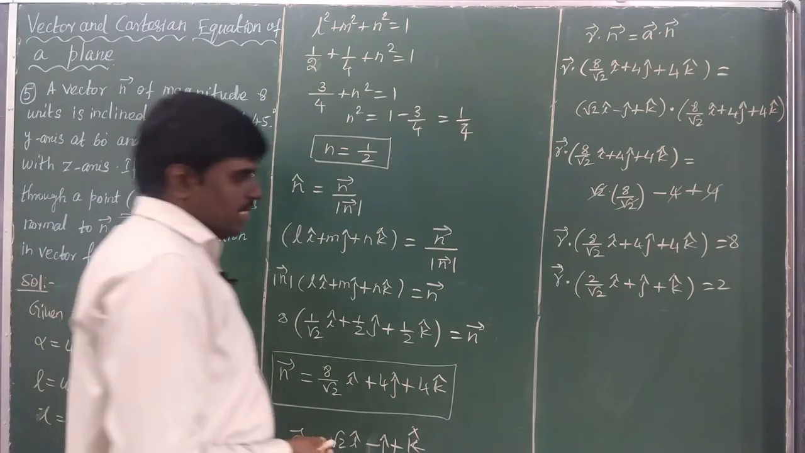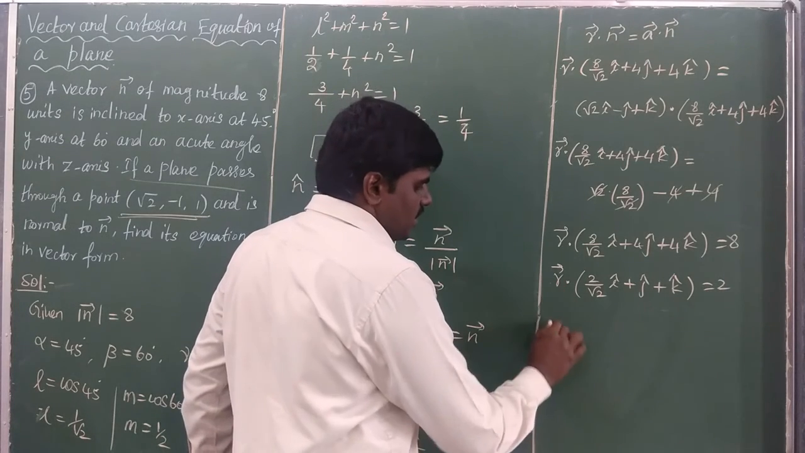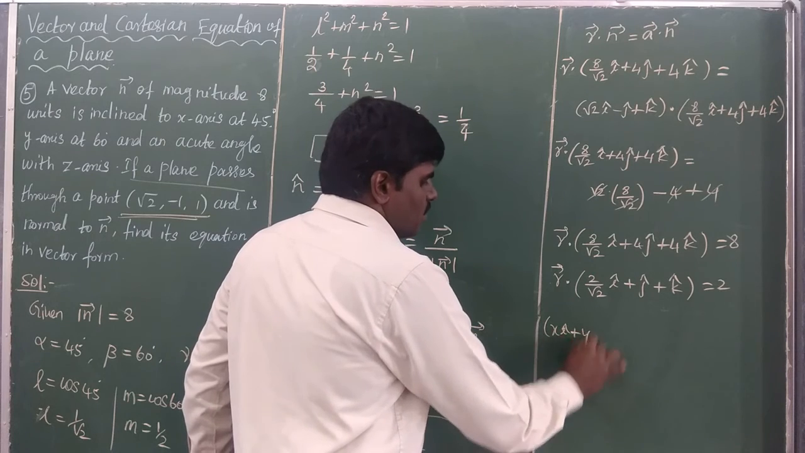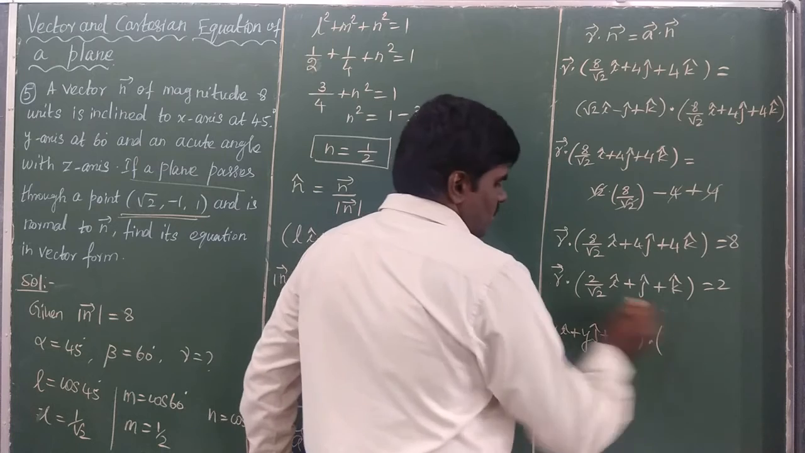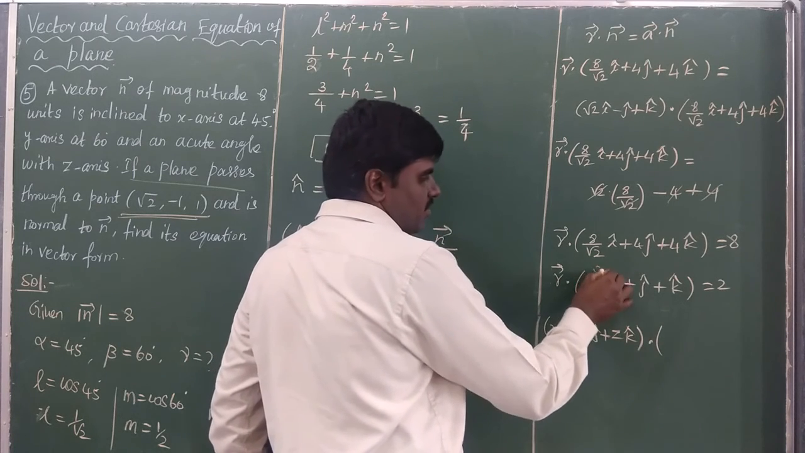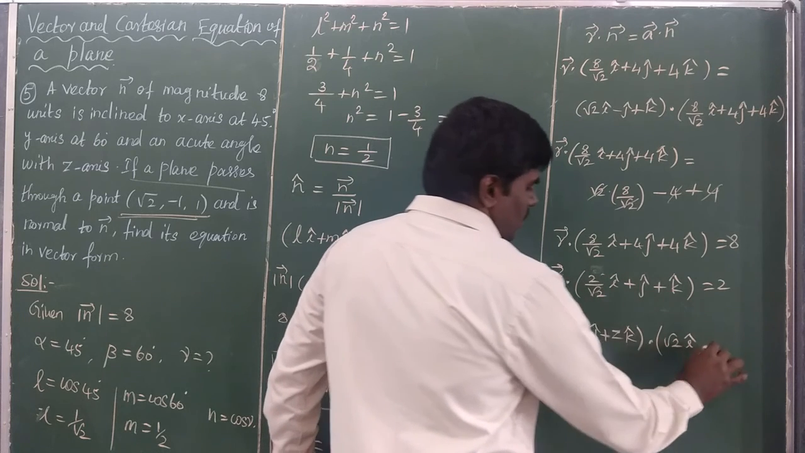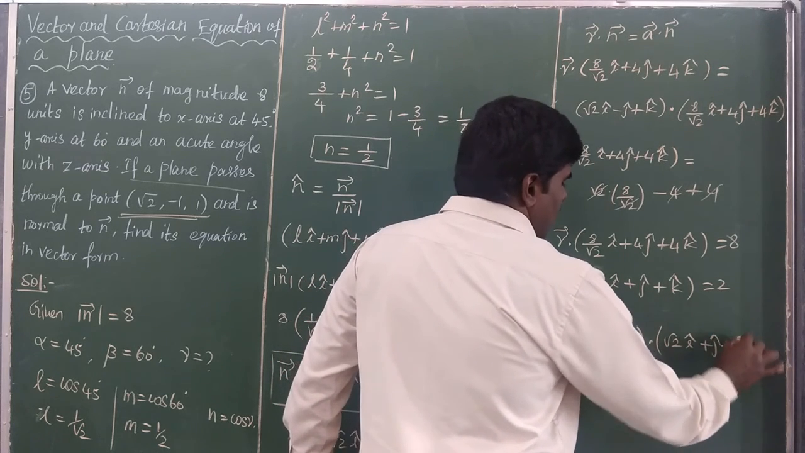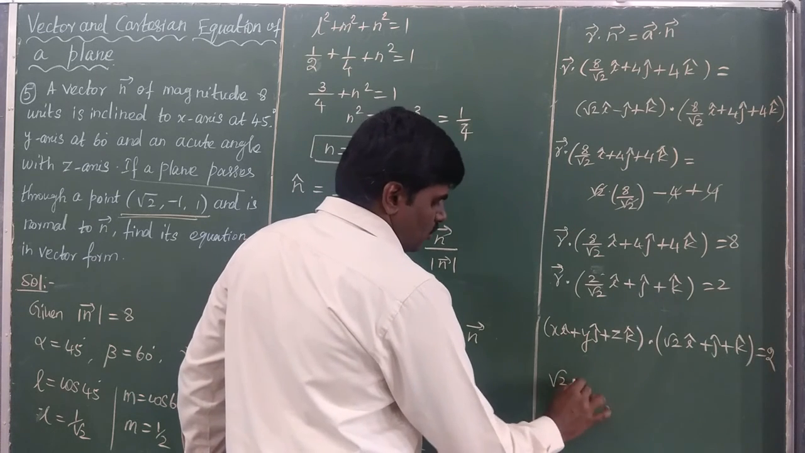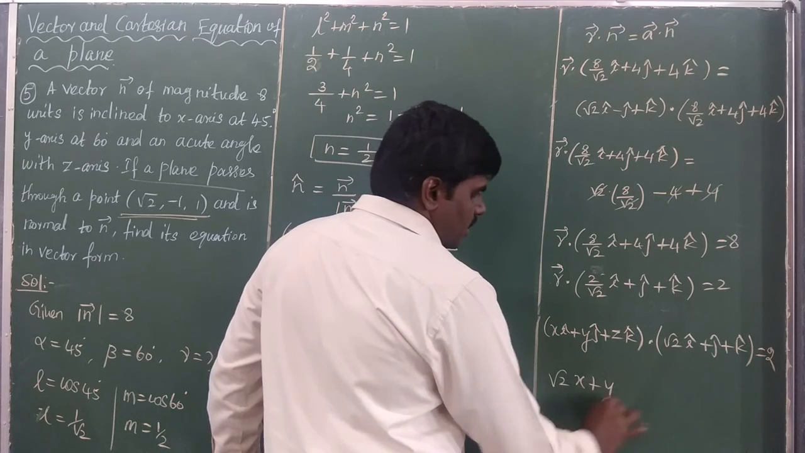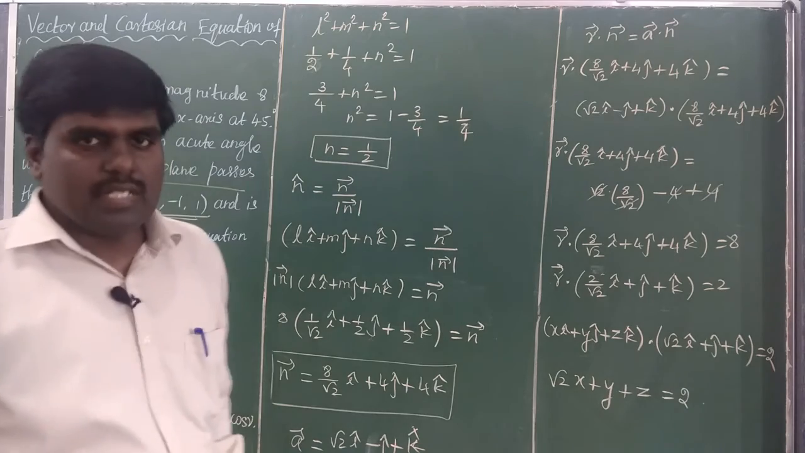Next I find the Cartesian equation. How to find the Cartesian equation? We know the simplification. In the above, r vector I will change to x i cap plus y j cap plus z k cap, and just simplify. Here simplify means root 2 will come. So root 2 i cap plus j cap plus k cap is equal to 2. Just simplify: root 2 x plus y plus z is equal to 2. This is the Cartesian equation of the plane.